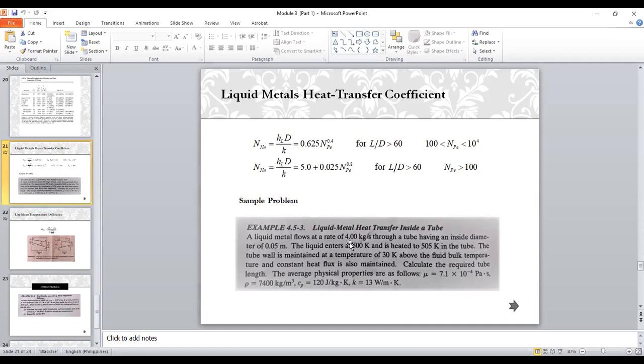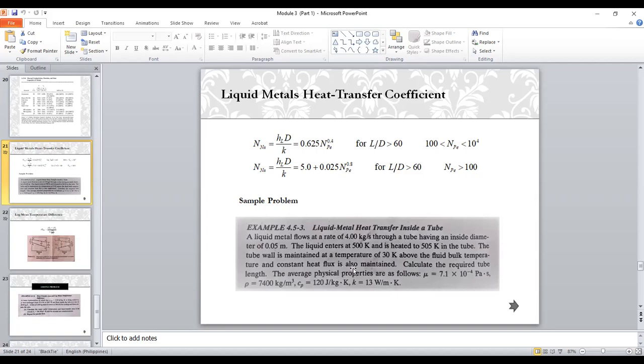Another phrase in which you should also be very observant: the temperature of the wall, which is kept constant, is not given as a specific value, but rather it says here 30 Kelvin above the fluid bulk temperature. And it is not to be misunderstood as the temperature of the wall itself, but rather it's above the bulk fluid temperature by this amount.